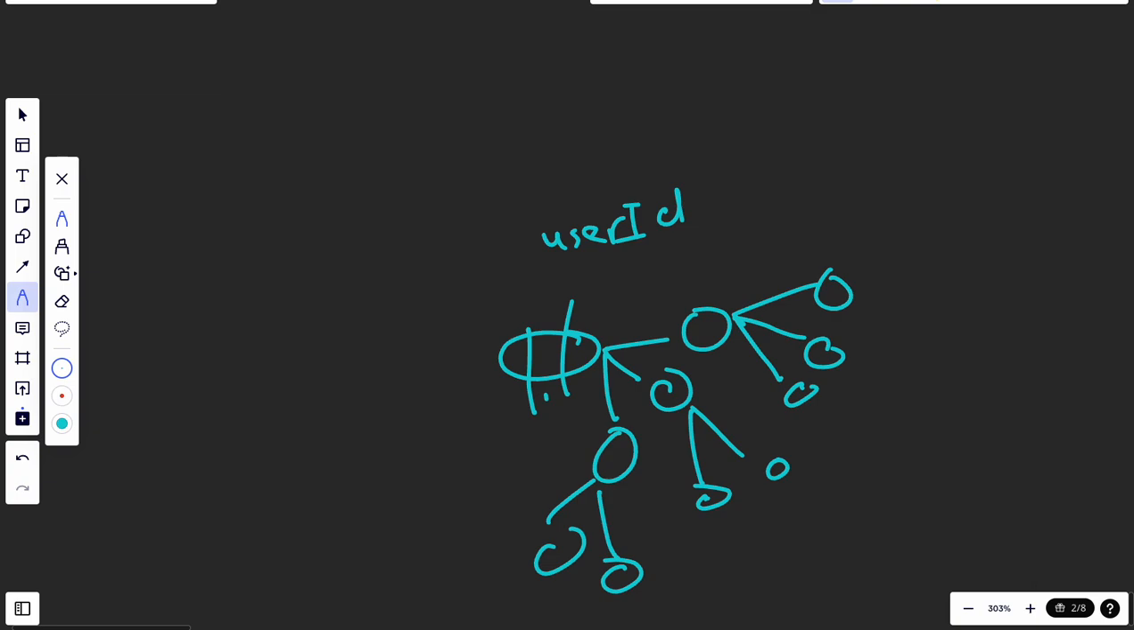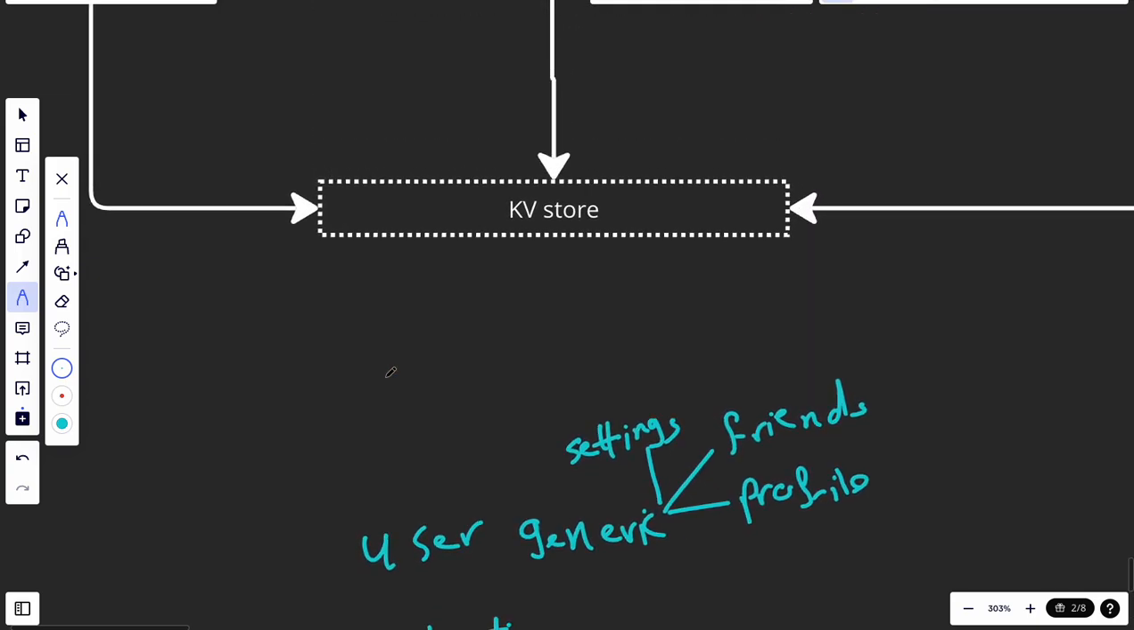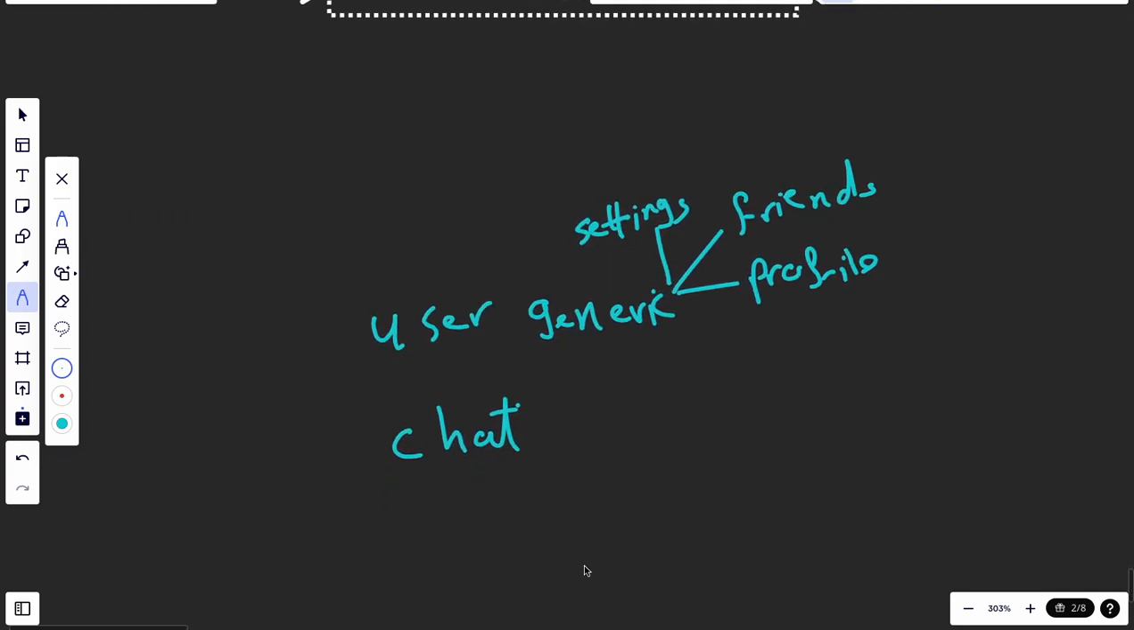This is what we use sharding for, and what we use the replication for. So let's talk about the second thing, which will be the chat.